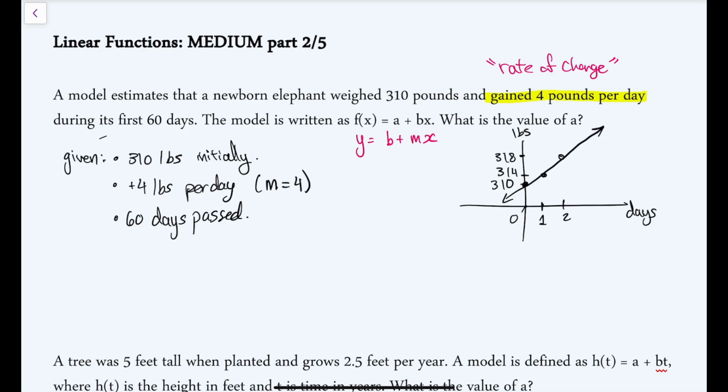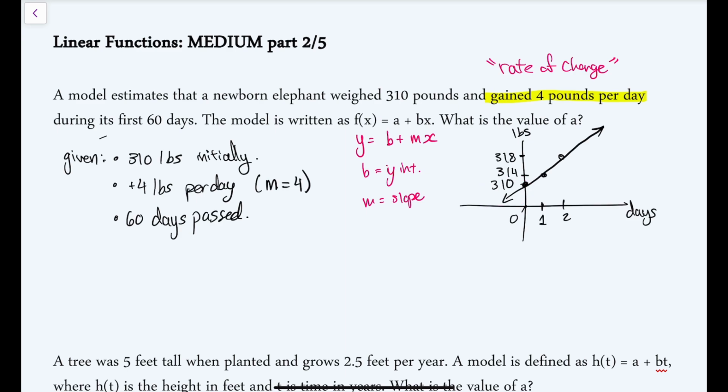Well, if we recall, the standard form tells us that b is the y-intercept and m is the slope. We already know what the slope is. We talked about the keyword per, whenever we have each. We're saying per day, each day. Now the y-intercept, just by graphing it, we can see that's the initial value, 310.